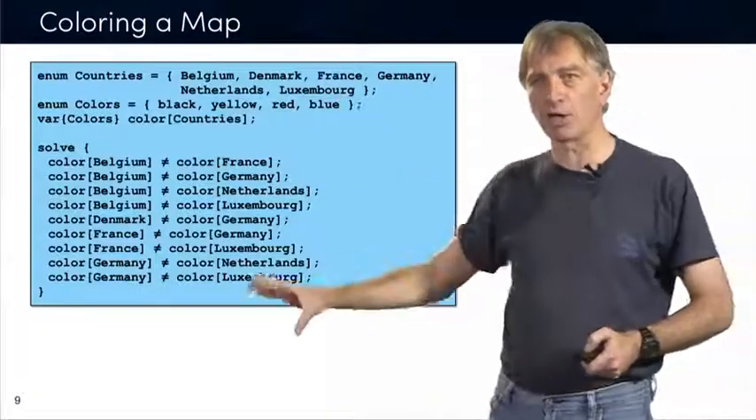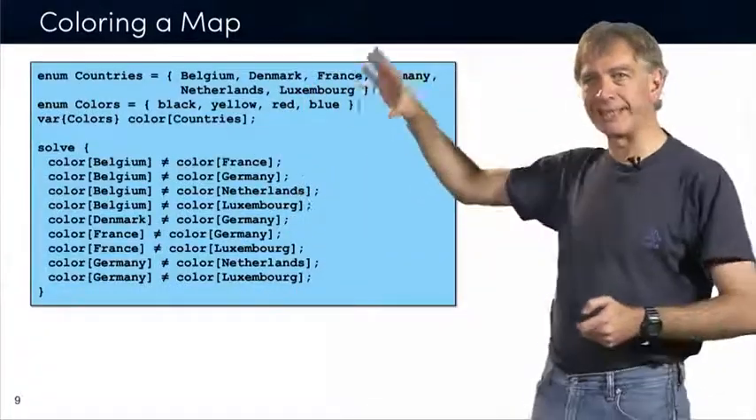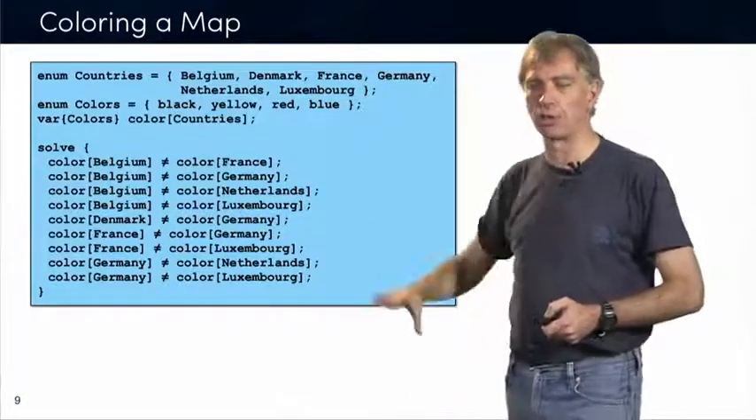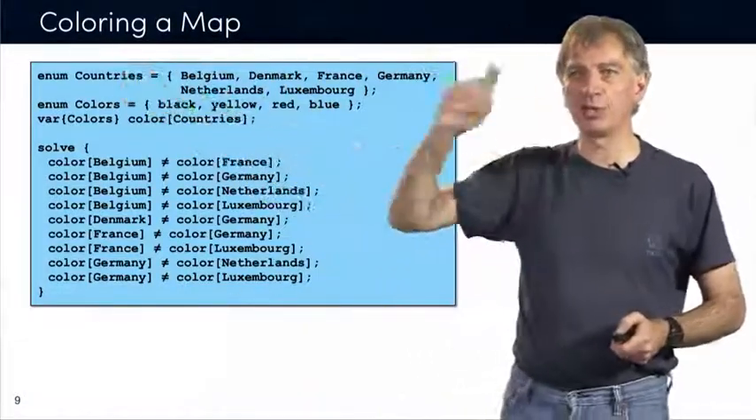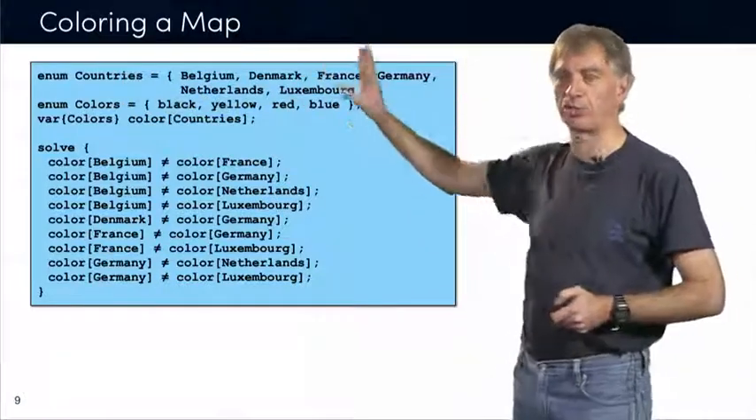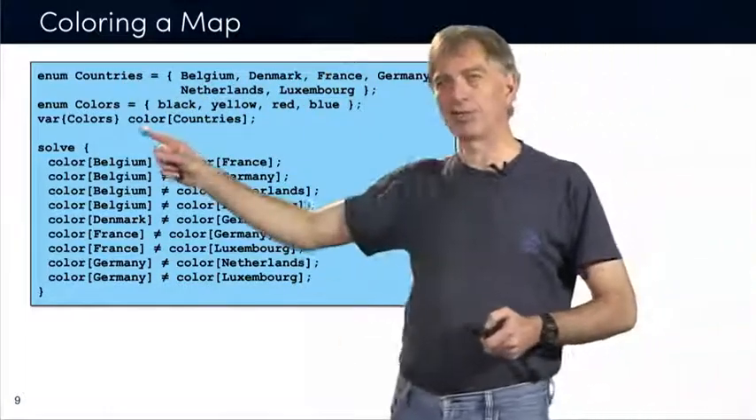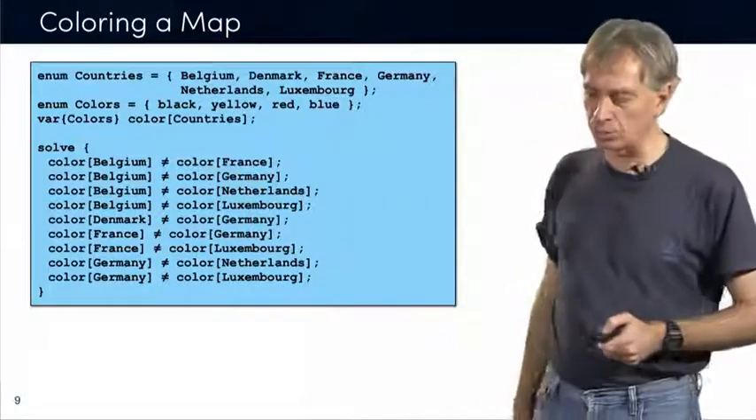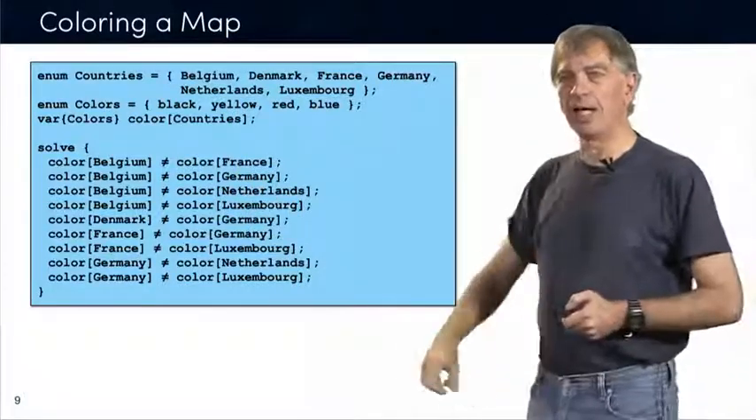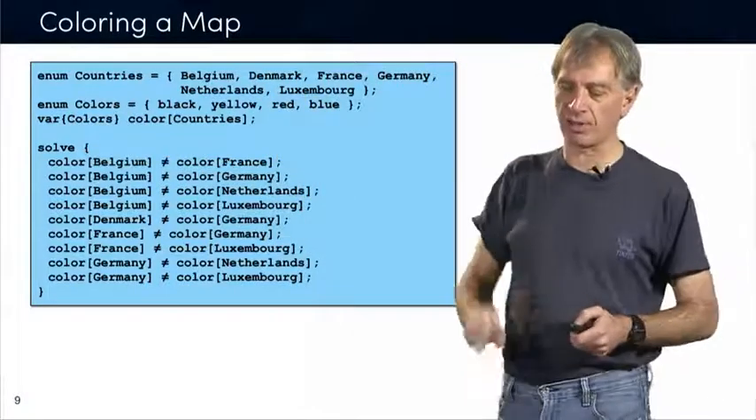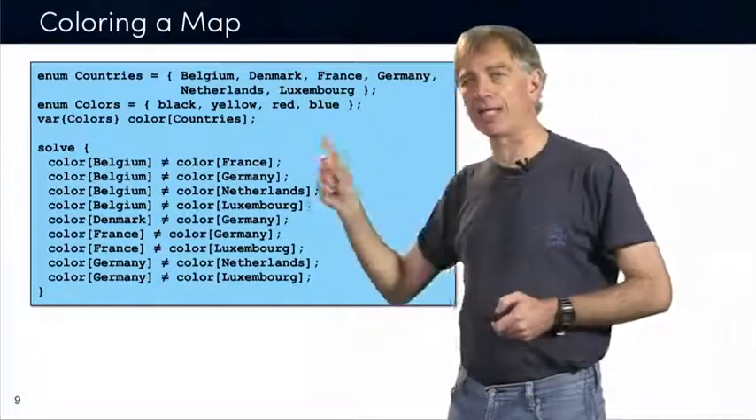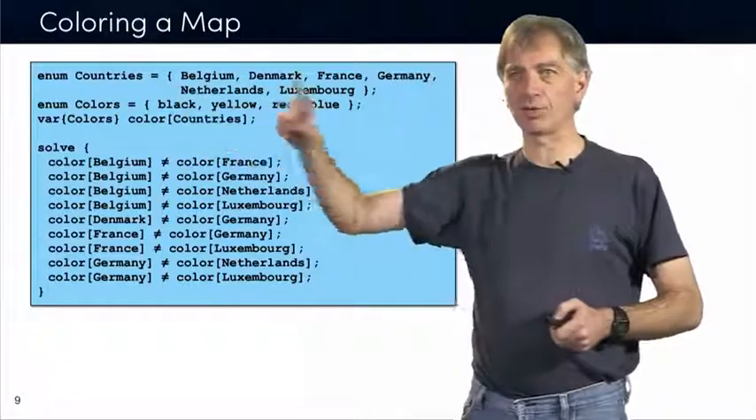Okay, so this is a model in a high-level modeling language, and I'm going to go over some of these aspects. What you have there is an enumerated type which tells you what the countries are that we are interested in. This is a tiny subset of the European countries. In this particular case, we're also going to use a list of colors, which are the values that the variables are going to take. We take black, yellow, red, and blue. That's what you see over there.